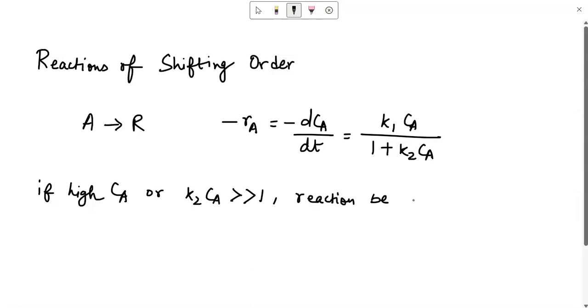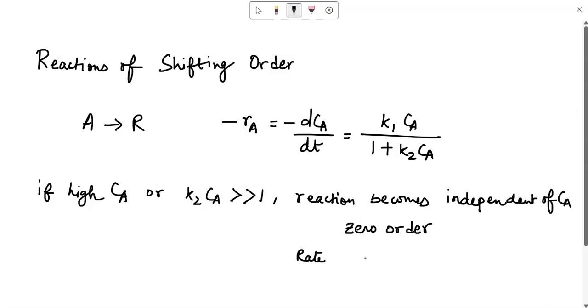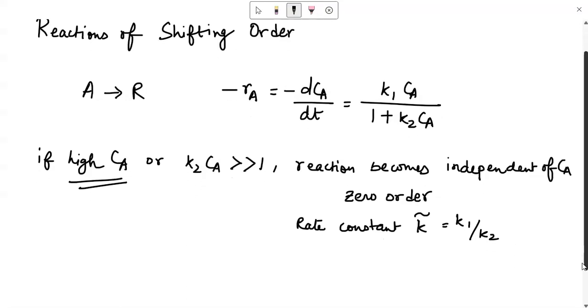Then the reaction becomes independent of Ca, and therefore we have zero order kinetics. The overall rate constant, let me write it as K tilde, becomes K1 by K2. This happens for the higher region of concentration.